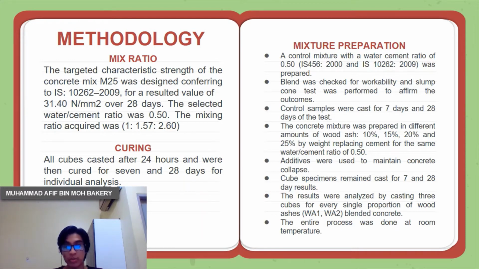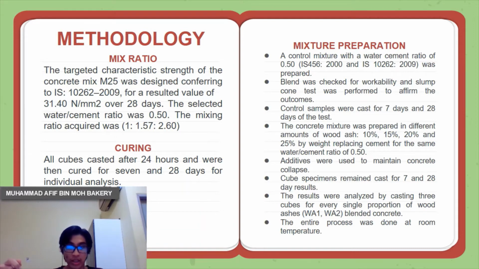Next, we have mixture preparation. The methodology is that a control mixture with a water cement ratio was prepared. After that, the blend was checked for workability and a slump test was performed to affirm the outcomes. Next, we cast the control sample for 7 days and 28 days for the test. After that, the concrete mixture was prepared with different amounts of wood ash, that is 10%, 15%, 20%, and 25% by weight, replacing cement for the same water-cement ratio.